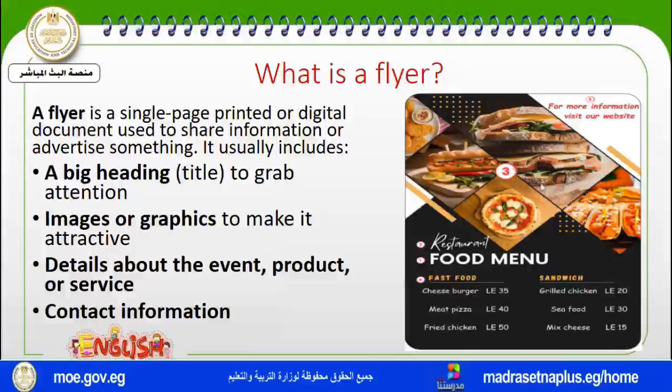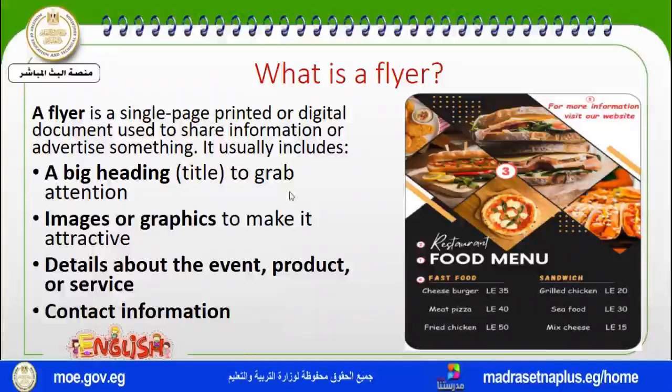Look at it. This is a flyer. What can you see? We can see photos, we can see information, we can see prices, we can see different types of food and different prices. So a flyer is a single page, printed or digital document, used to share information or advertise something. It can be handed to you on paper like that, or some restaurants can have it with a QR code, which you can scan with your mobile phone.